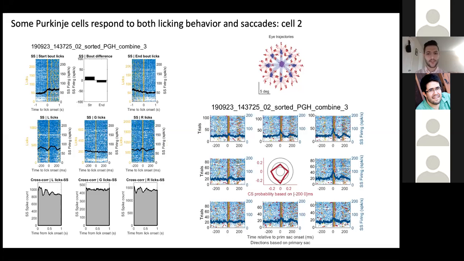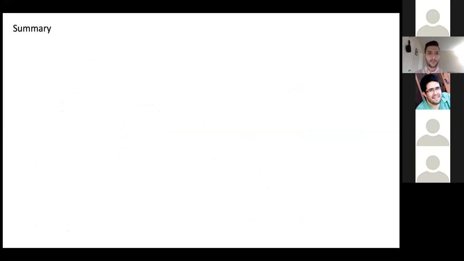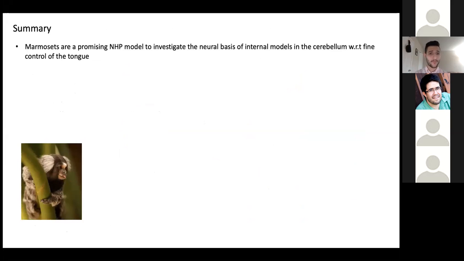So this, again, diversity of behaviors is pretty staggering, and I'm not entirely sure what to make of this just yet. So these are some of the interesting observations that I made so far, and just to summarize what I've covered in this talk so far, the marmosets that we've been working with are a very promising non-human primate model to investigate the neural basis of internal models in the cerebellum with respect to fine control of the tongue, and I hope to do more work in this direction.